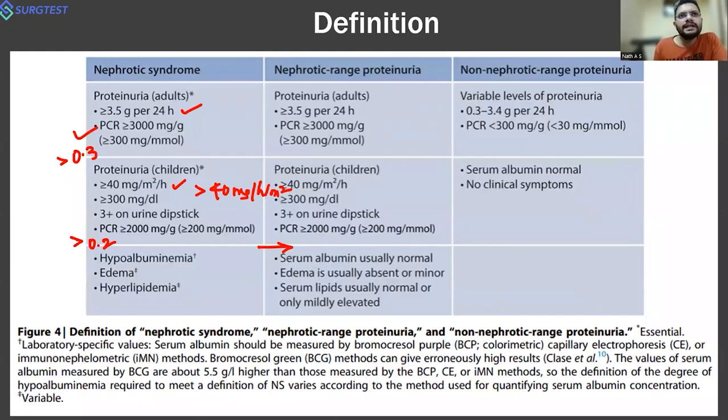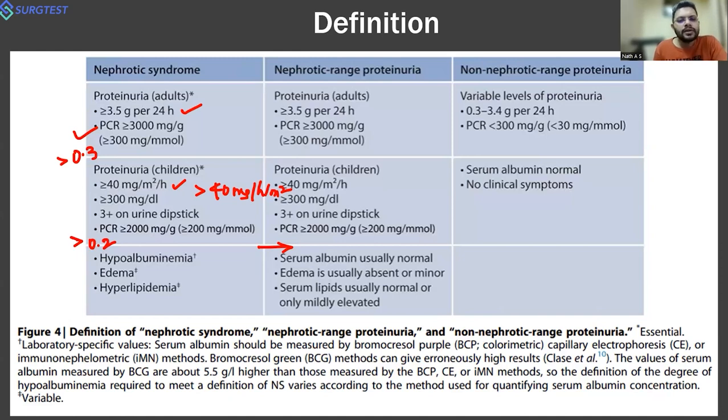This happens in diseases that have been going on for quite some time. The onset is not abrupt, so the body has gotten time to adapt to it. The liver has increased its production of albumin by upregulating the synthesis of albumin despite the loss. That's why albumin is usually normal, and because albumin is normal, the oncotic pressure is maintained and edema is minimal. That's simple. And then you have non-nephrotic range proteinuria, where your proteinuria is lesser than the nephrotic range.